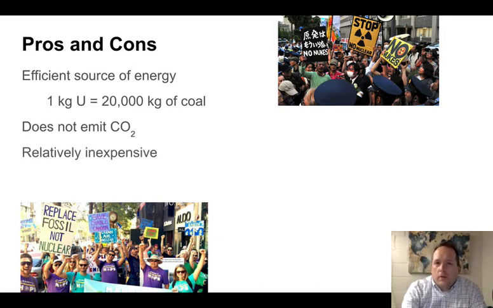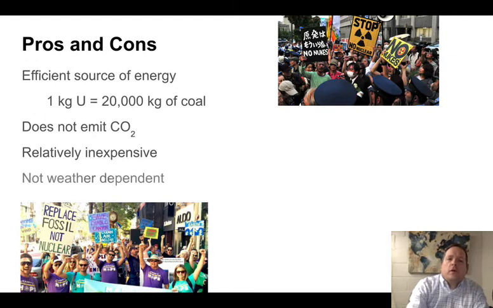It is relatively inexpensive once you have it up and running. You need a staff to run it, but you don't have the fuel demands that you have at, say, a coal power plant or something of that nature. And once it's up and running, again, it's a pretty cheap source of energy for producing electricity.